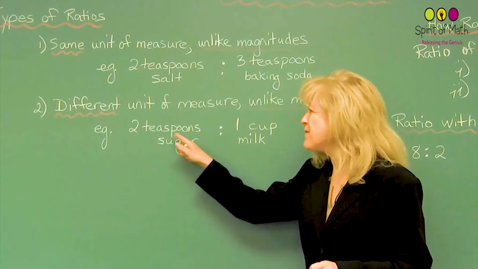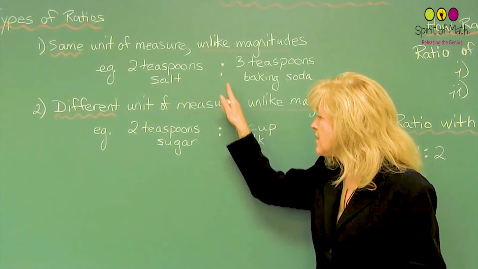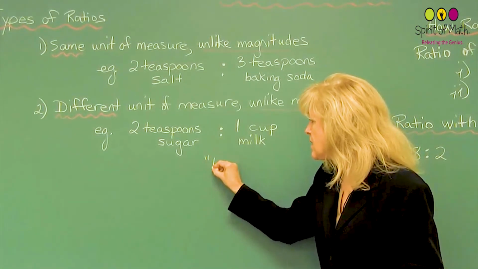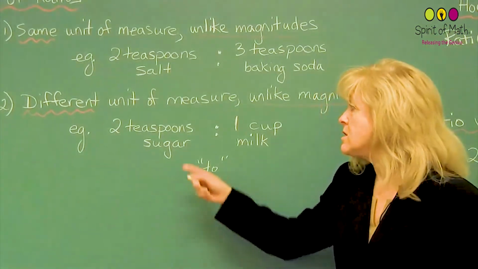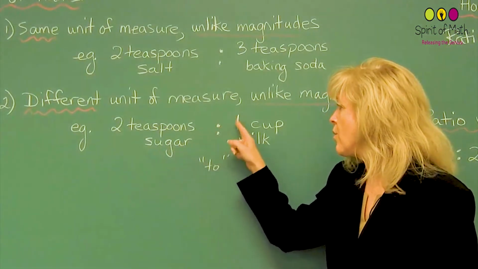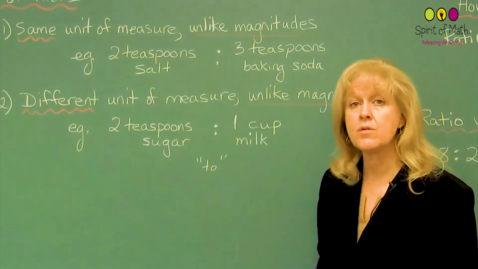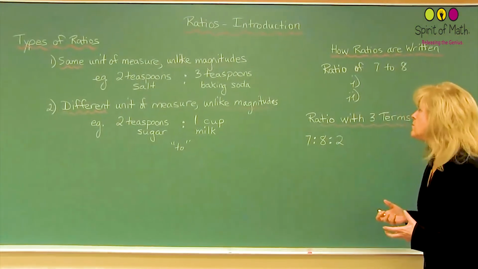It's up to you. But the major thing is to notice this double little dots there. That is, use the word "to" to say that. So 2 teaspoons of sugar to 1 cup milk, 2 teaspoons salt to 3 teaspoons baking soda. Now, that's basically the basis of ratios.